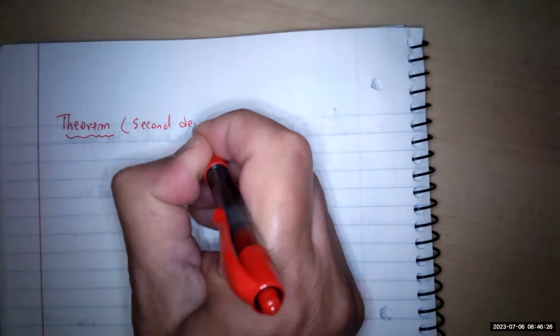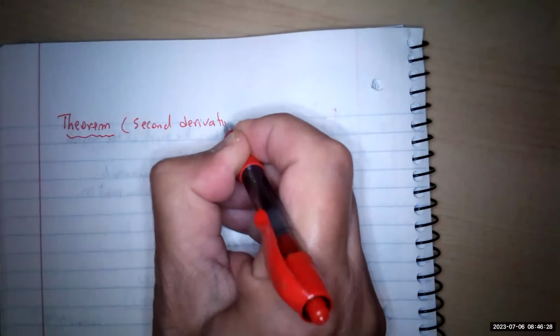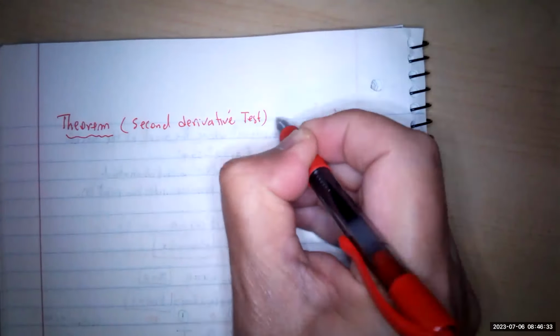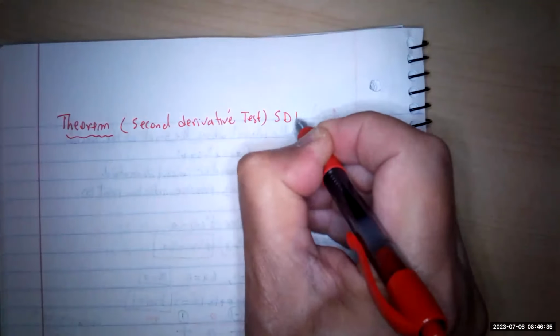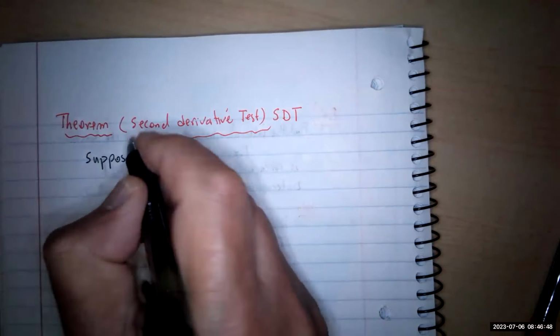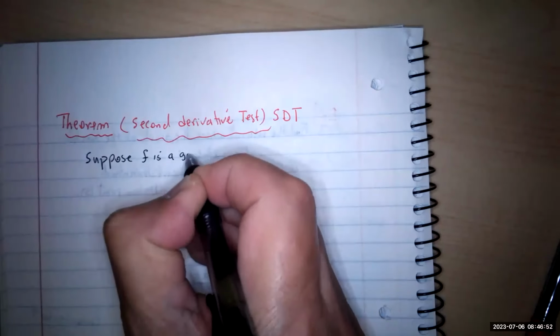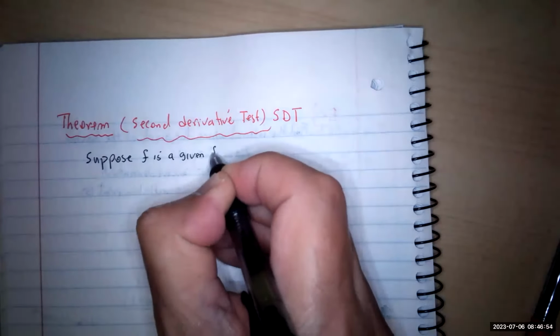Second derivative test. We're going to refer to the second derivative test as SDT. Here you are. So we have a critical value, we want to check it. That's it. Suppose f is a given function.